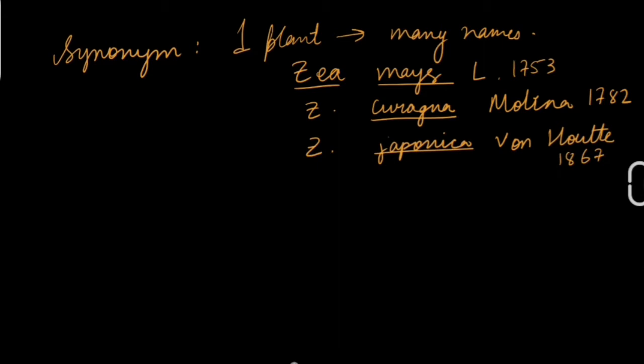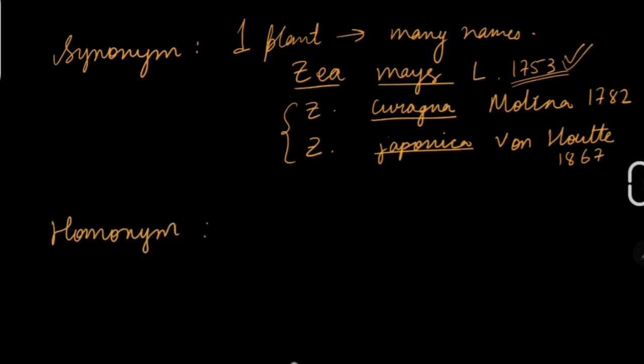So basically these three people have called the same plant by three different names. Since the one given by Linnaeus, Zea mays, is the earliest publication, it is considered the correct name, and all of these are considered synonyms. That is a synonym. If one plant has more than one name, apart from the correct name, all the other names are called synonyms. Another term that you must be familiar with is homonym.